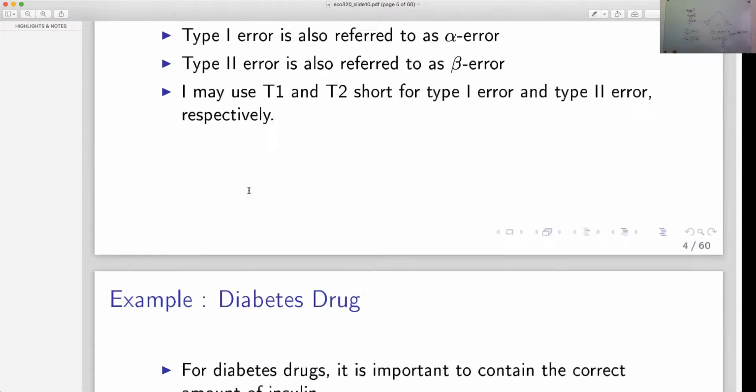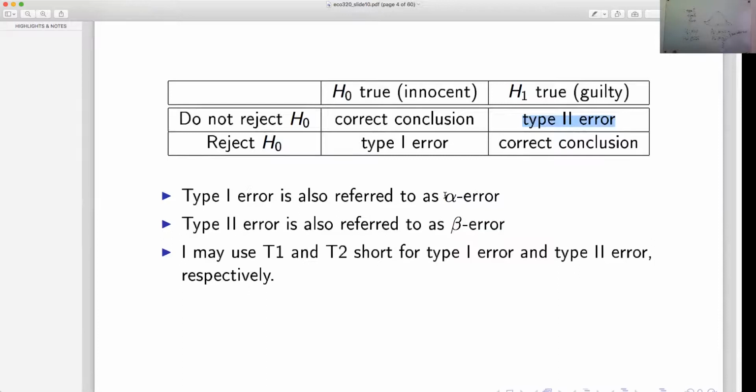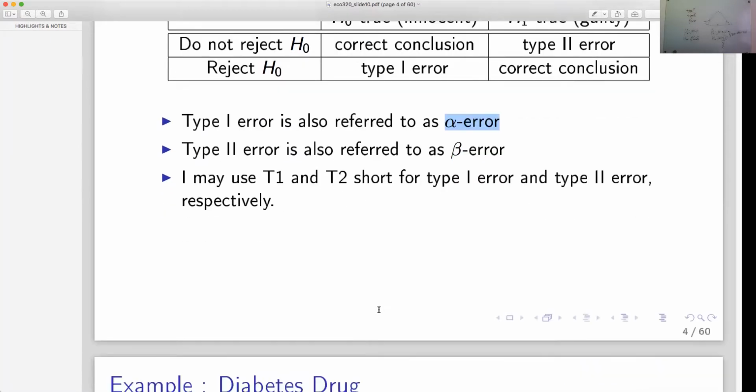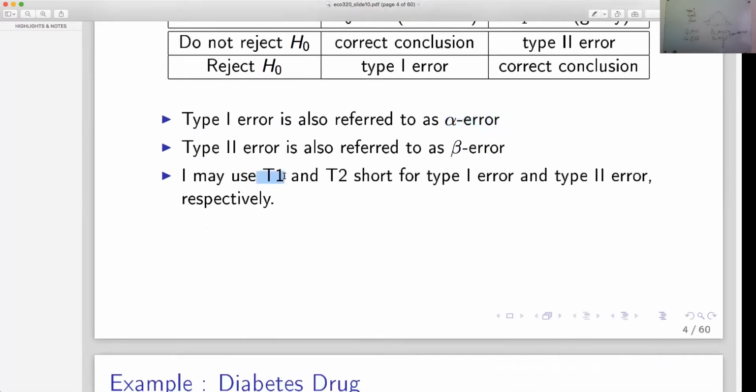Type 1 errors are often referred to as alpha error. There is a reason why we call it alpha error, because alpha in our previous case was the significance level, right? Actually, this alpha and the significance level are the same. I'm going to explain in detail later. Type 2 error is sometimes called beta. We might use T1 and T2 to refer to these.